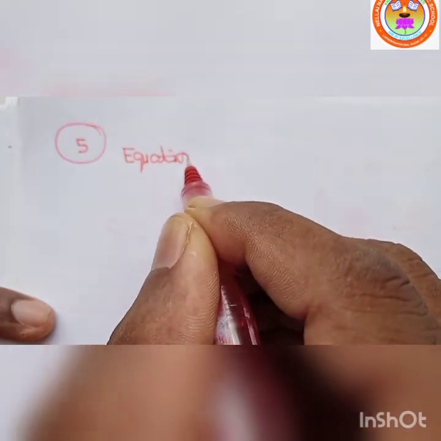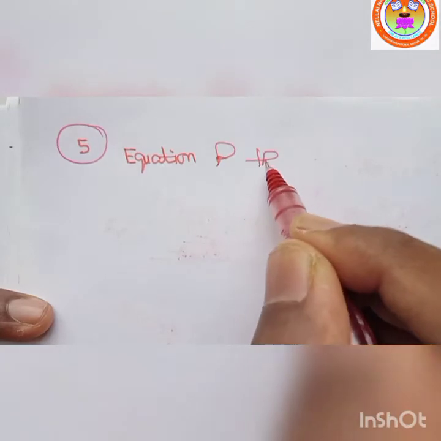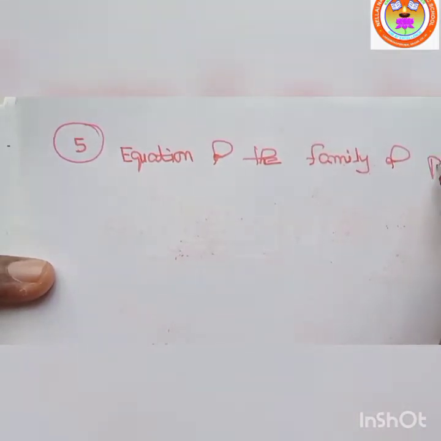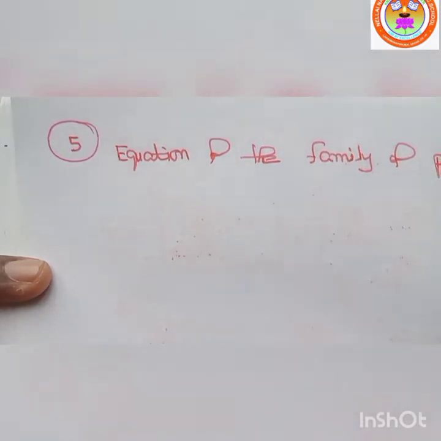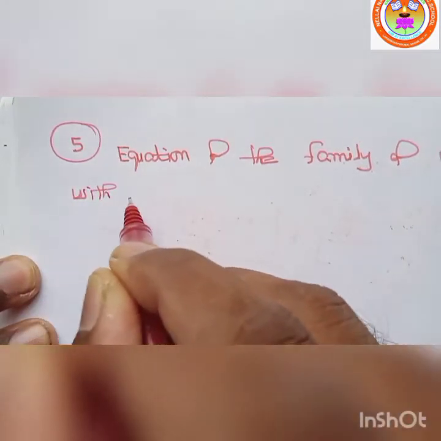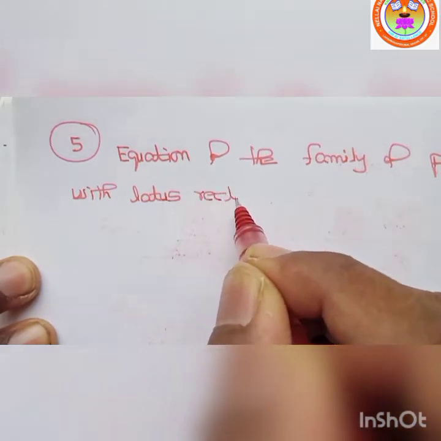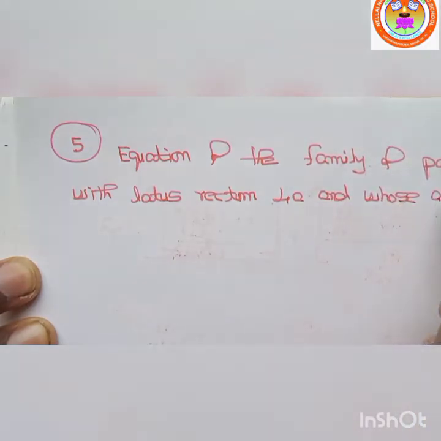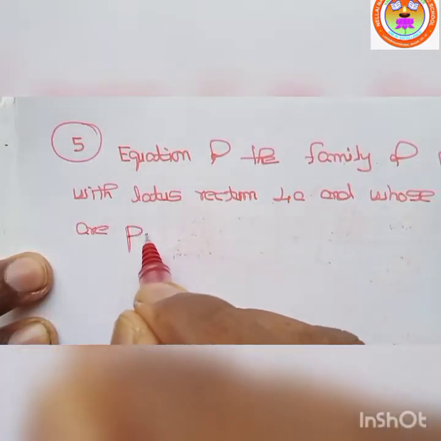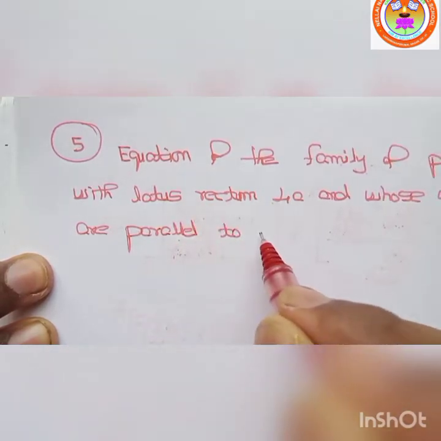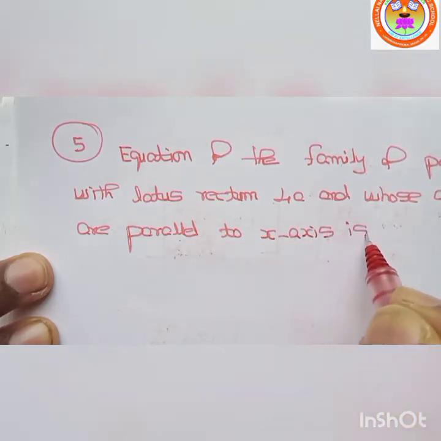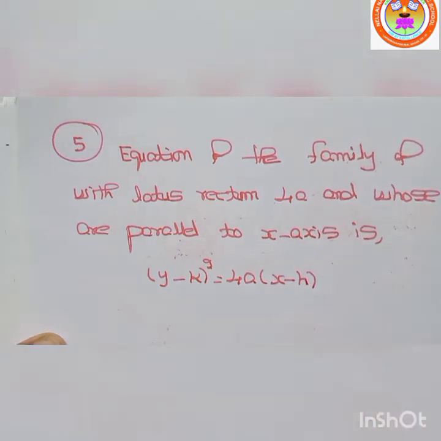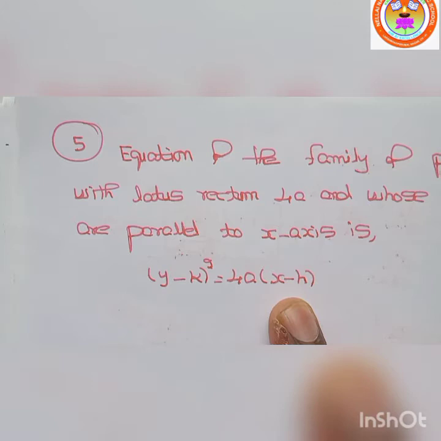Equation of the family of parabolas with the latus rectum 4a and whose axes are parallel to the x-axis is, the formula is y minus k the whole square equal to 4a into x minus h. So this is the equation of the parabola with axis parallel to the x-axis.